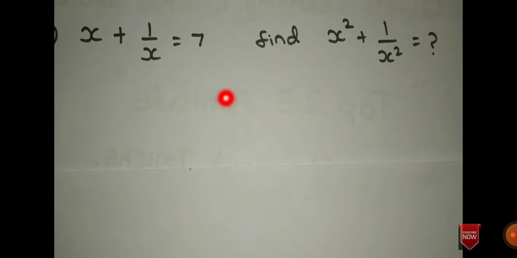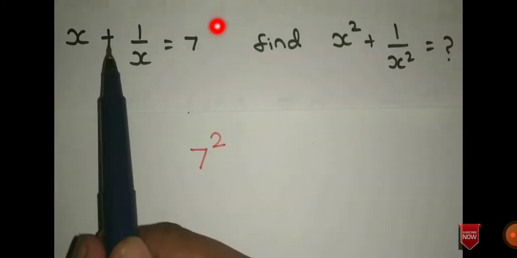So next sum is x plus 1 by x is equal to 7. So this is the equation they gave. So what we need to find? x square plus 1 by x square. So what is the answer? Like that, if they are asking, you have to do like this. First step is just see what number you are having. 7 you are having, right? So put 7. Okay, just square it up. Whatever number you are having, put the number and square it up.